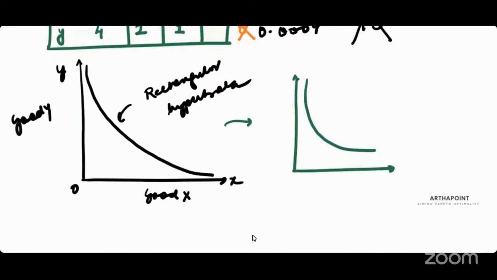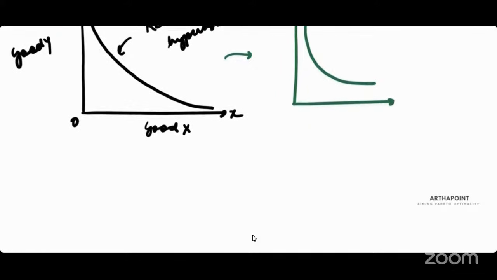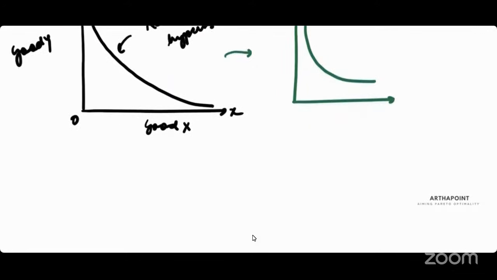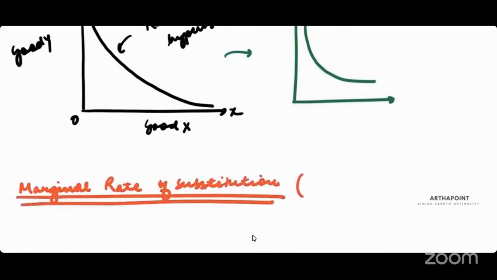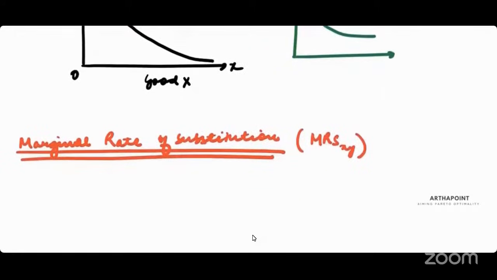Now, once I understand what my well-defined indifference curve is, I want to introduce the concept of marginal rate of substitution. This is also known as MRSXY. What is MRSXY? MRSXY really is the slope of the indifference curve.